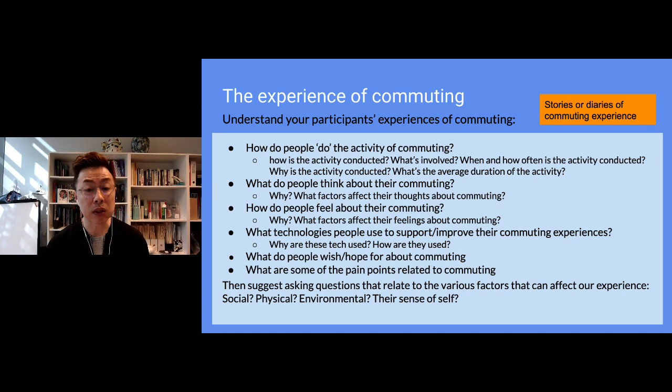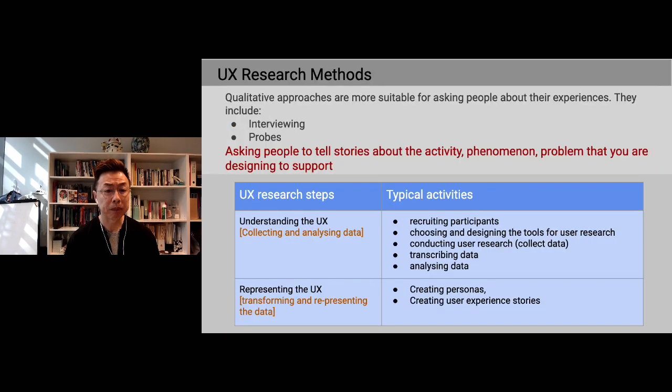Then I suggest asking questions that relate to the various factors that can affect people's experiences. What about the social, the physical, the environmental, and also the sense of self? And that's why I ask you to do your journal first. The journal is very important because it reminds you that experience is more than just feelings or what people do, and that it includes all these other factors.